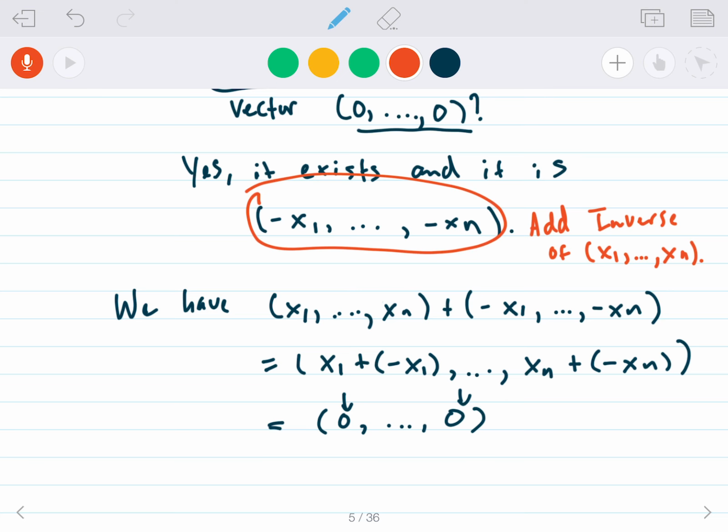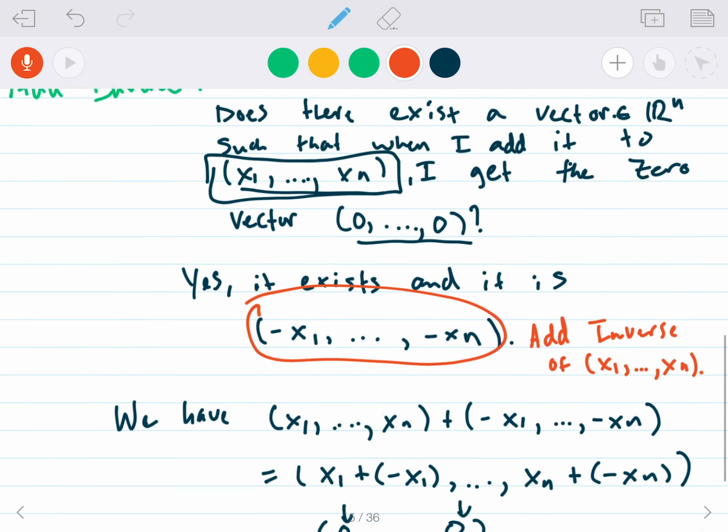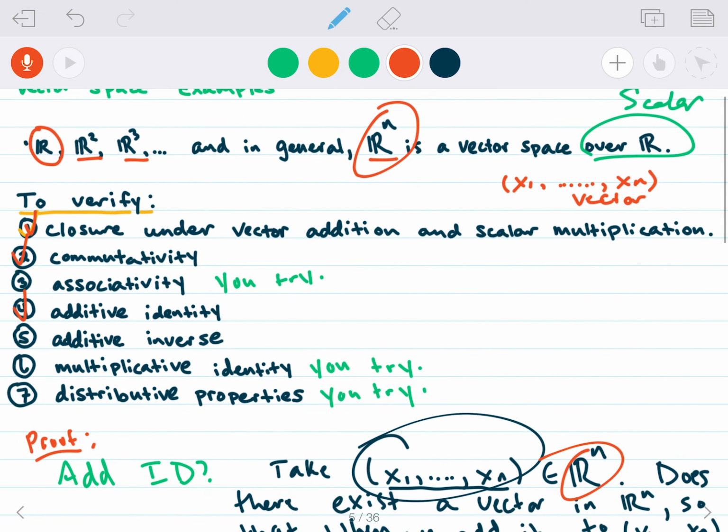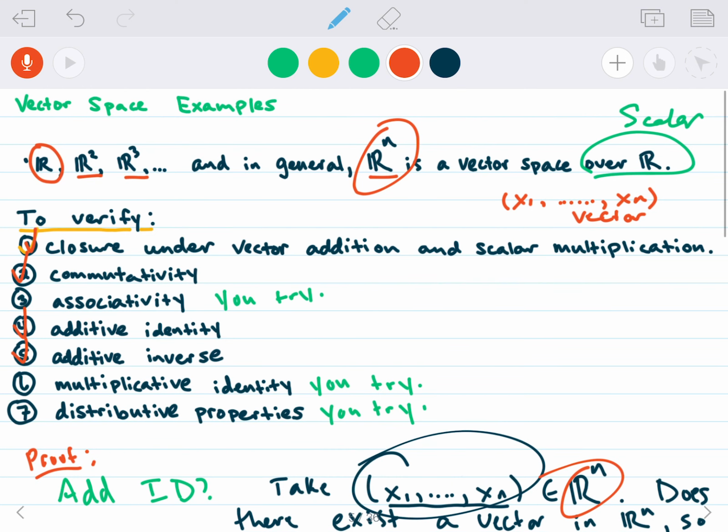All right, so that is how you can verify that something is a vector space. In this case, we verified that Rn was a vector space, but again, if it helps you, try to do it for R2 first and then R3 to get your feet wet. But in order for this to be complete, you do need to verify associativity as well as multiplicative identity and distributive properties, but these aren't hard, and you should try these on your own.